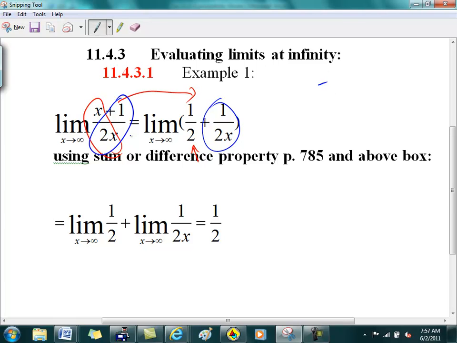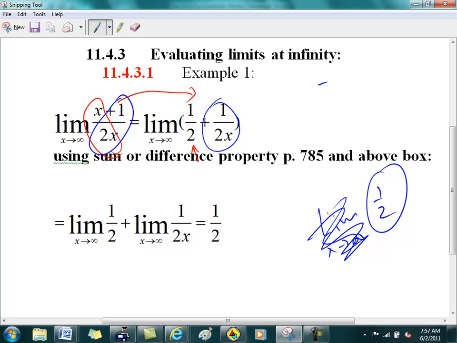Right, so now I know how to go from there to there. And then I know what is the limit of half as x goes to infinity? Does half depend on x? Is the x variable in here? Then it doesn't matter what x is going to. I don't care. It doesn't depend on x. So my limit has got to be 1/2. Okay? So that's where this 1/2 comes from.